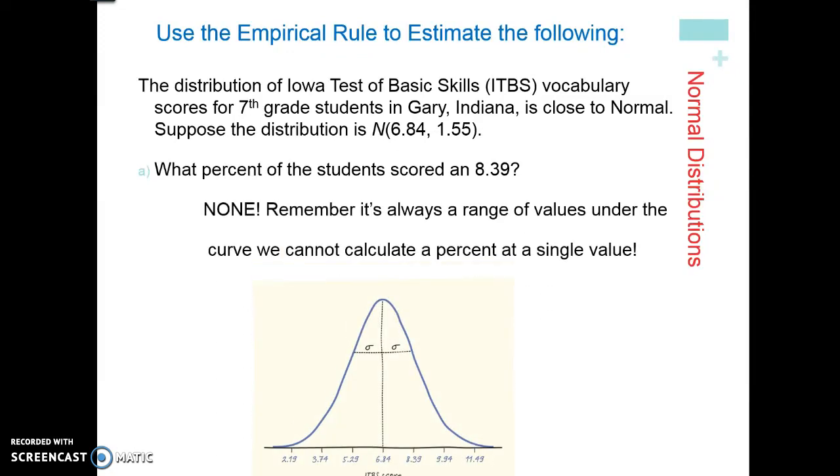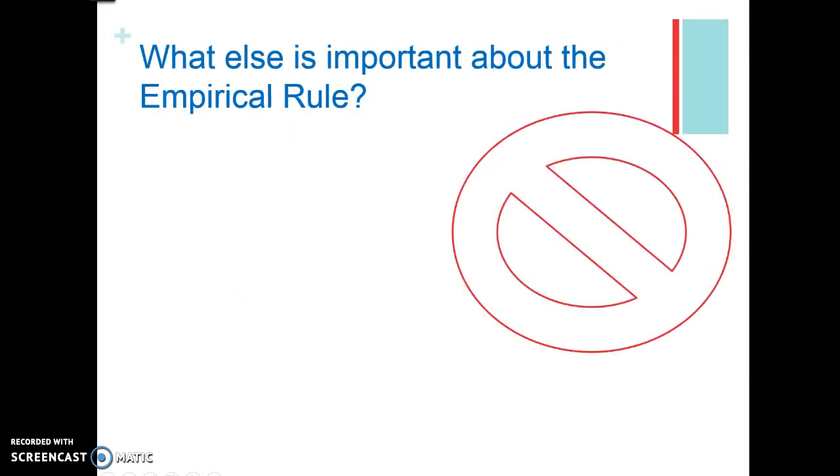Okay, now remember, hopefully you answered this question as none. Remember that with our normal curve, it's always a range of values. So the area under the curve is 1. Specifically, when we're talking about area, 8.39 is just one value. There's a height, but there's no width. So remember, you can never calculate a percent at a single value.